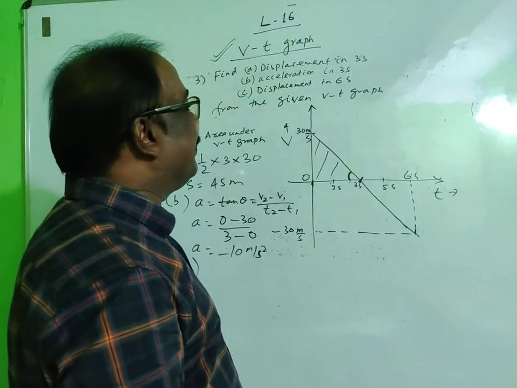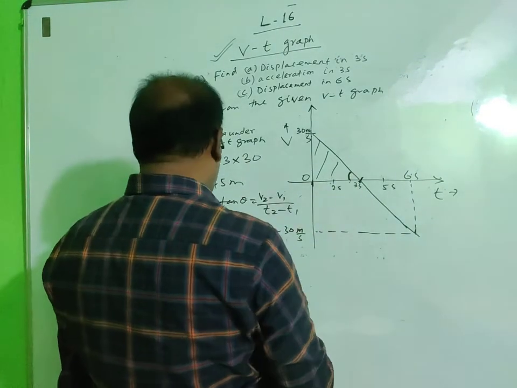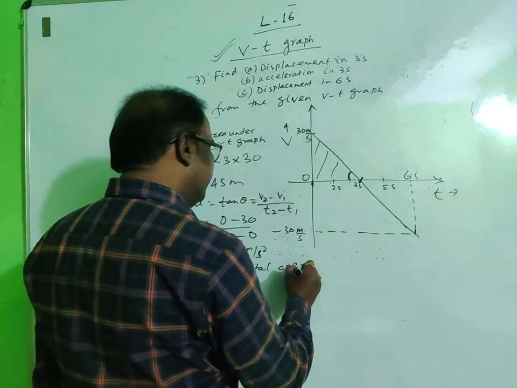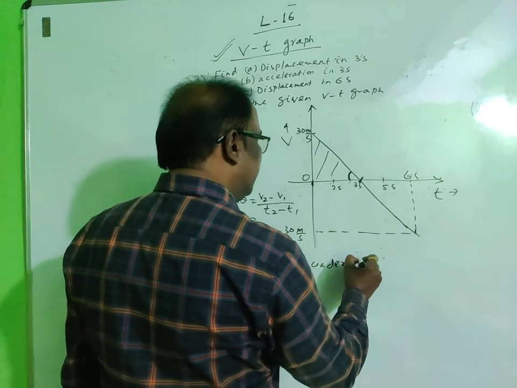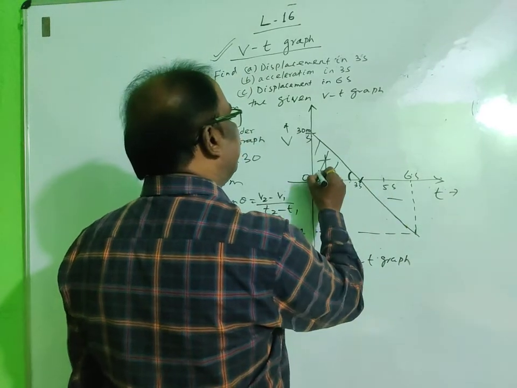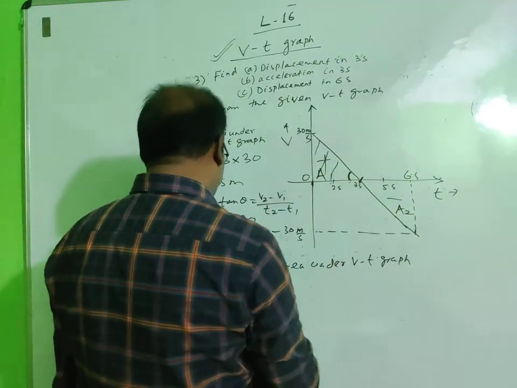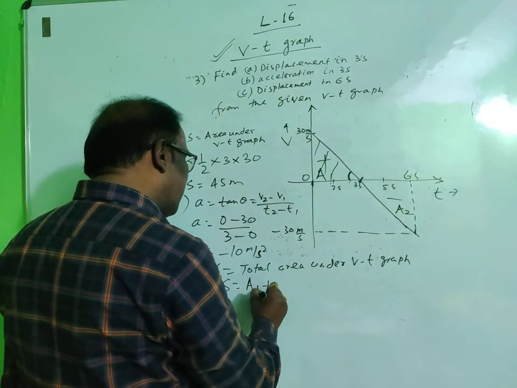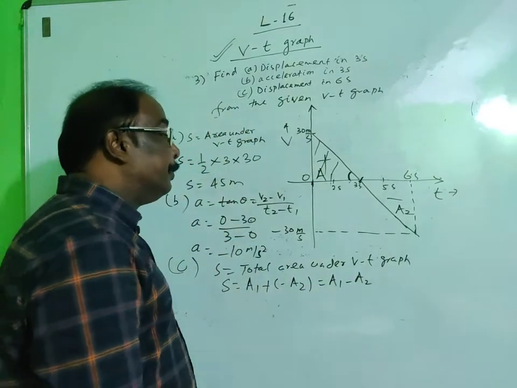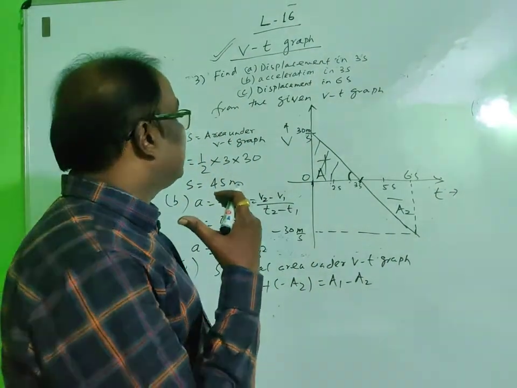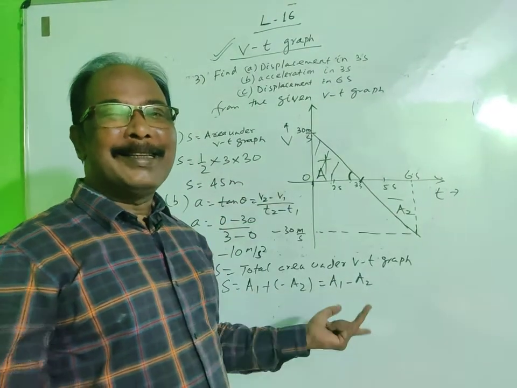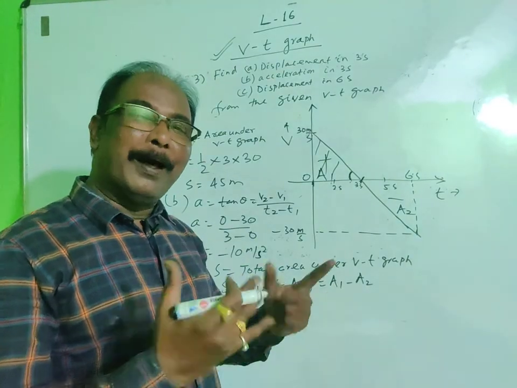Displacement in 6 seconds, no need to calculate. See, displacement is total area under VT graph. So this is positive, this is negative. Let this area be A1, this area be A2. Means here displacement is A1 plus minus A2 means total area is A1 minus A2. Of course, if it is asked to calculate distance in 6 seconds, then you may have to add, because distance is scalar, but displacement is vector.